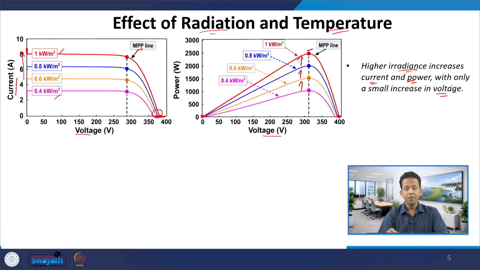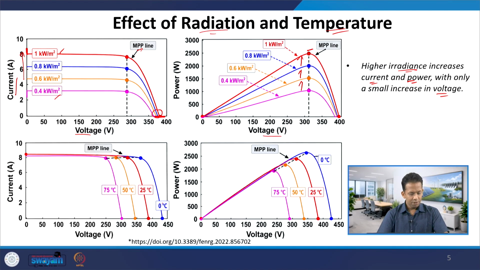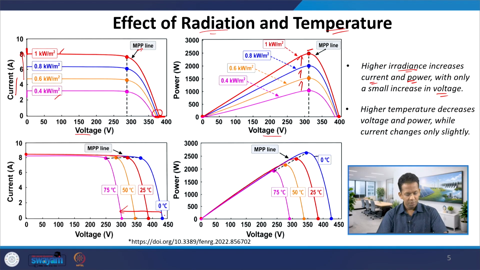Now, if you look at the temperature, as the temperature increases, the voltage decreases, and current stays nearly constant. Okay. So, with the decrease in voltage, the power line will also shift towards the left. So, higher temperature decreases both voltage and power. As you increase temperature from 0 to 25 to 50 to 75, the voltage decreases significantly, and hence power also decreases significantly, and current changes only slightly. So, why is it happening like this?